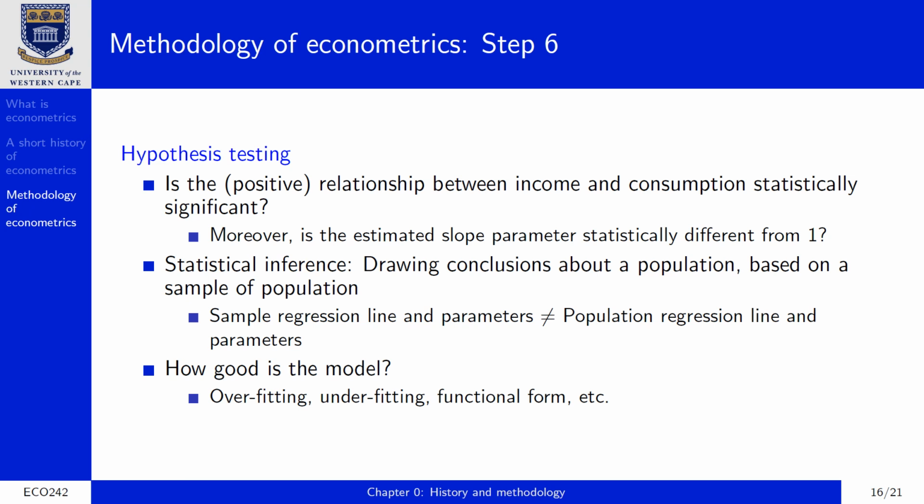Now that we've obtained our two parameter estimates, we can conduct some hypothesis testing. Things we might be interested in testing in this instance is whether the relationship between income and consumption is indeed statistically significant. We might also want to test whether the slope parameter is statistically different from 1 or not.